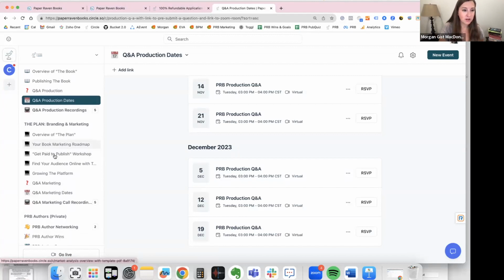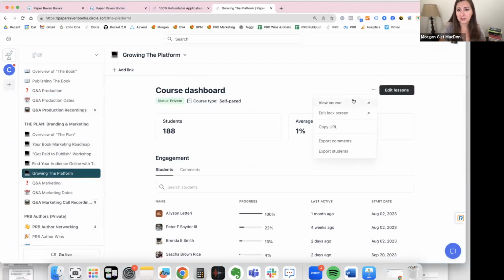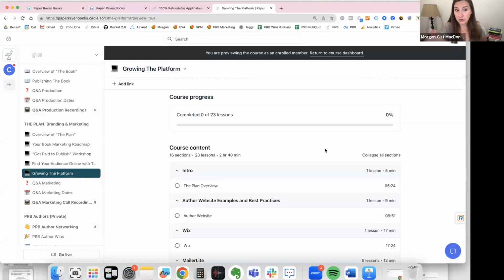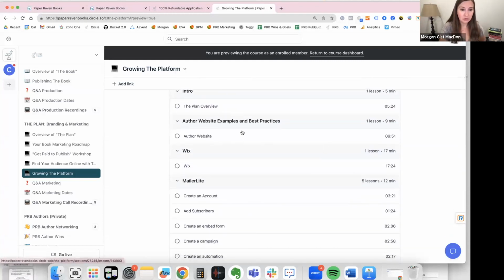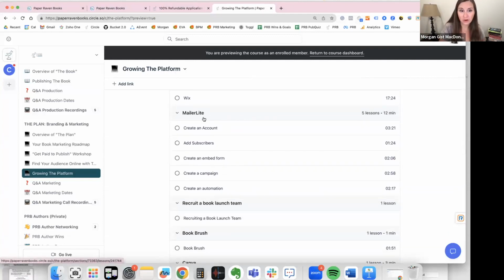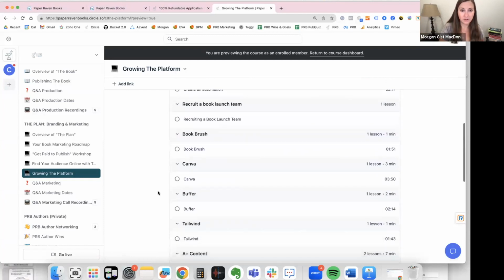And then a whole section on marketing. We've got our book marketing roadmap for your personalized analysis, the Get Paid to Publish workshop, finding your audience online, and growing the platform. We just keep adding to these because as things change, we update things, and as we discover something new, we update it here as well. Like author websites: we're doing it for you, and we want you to know how all these things work. MailerLite, we'll do it for you, and we want you to have a resource to come back to so that you can feel empowered and confident that you can do it too.